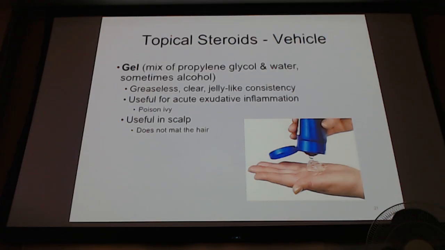Useful for acute exudative inflammation, right? So we'll use a gel if it's some type of poison ivy. It's useful on the scalp. So if you're seeing something specifically related to the scalp, then it won't mat the hair. So it's like a gel, okay? So you would put that up there.